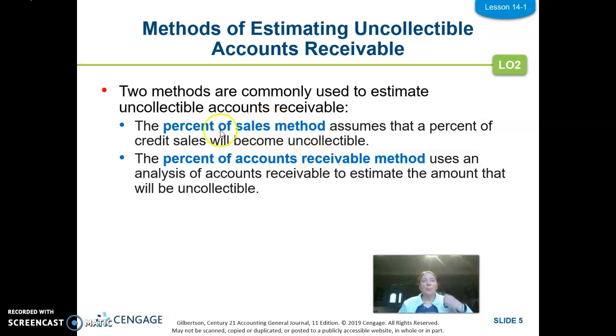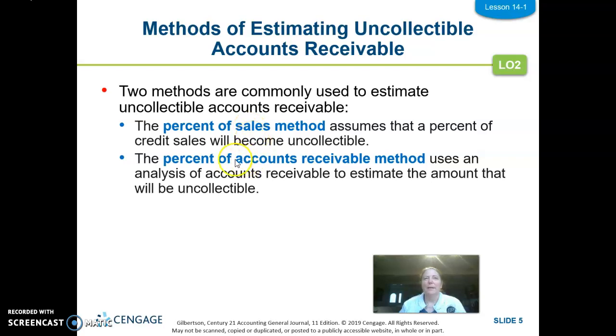And the percent of sales method assumes that a percent of the credit sales will become uncollectible. And when we say credit sales, we mean the ones that are on account, not the cash sales, because we obviously already collected the cash on those. So only the ones that are on account, we assume a certain percent of those sales will become uncollectible based on historical data.